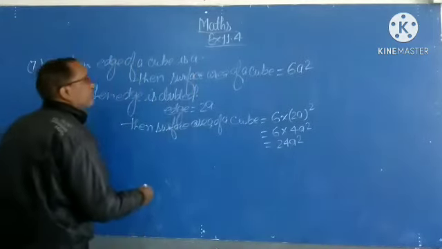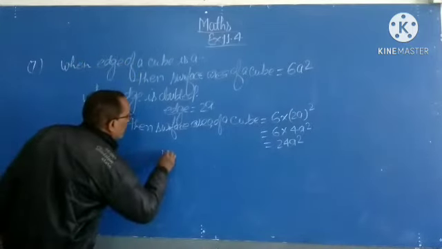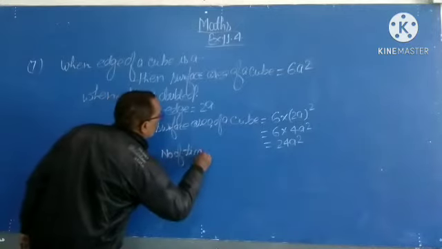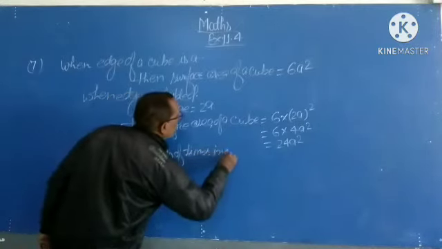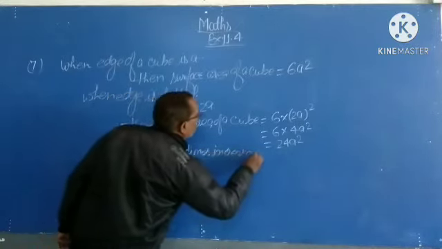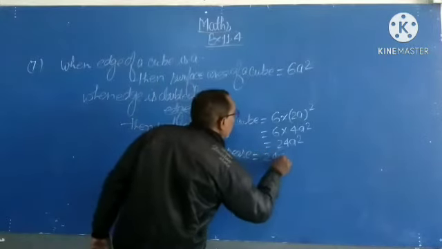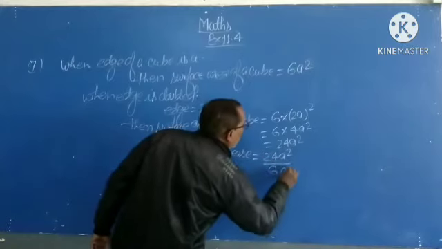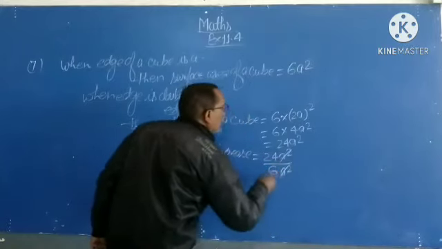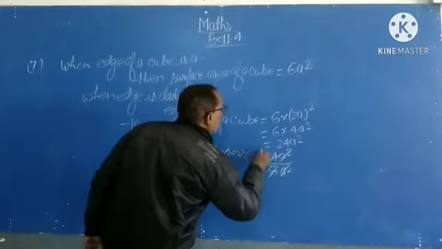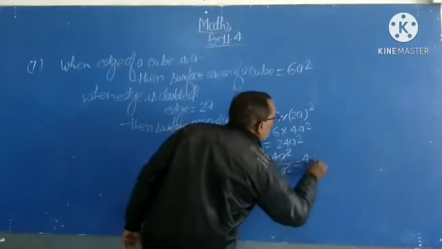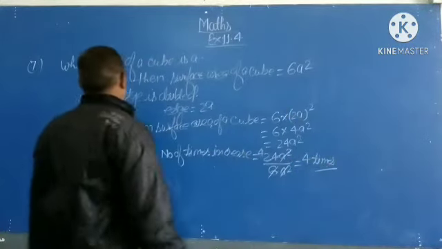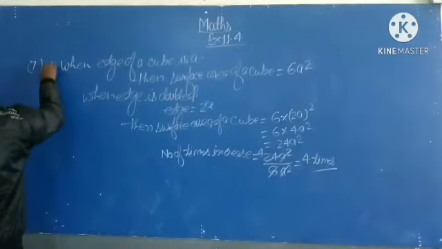Then you write down number of times increased is equal to 24A square upon 6A square. A square is cancelled by this and 6 for the 24, this means 4 times. This is your first part.